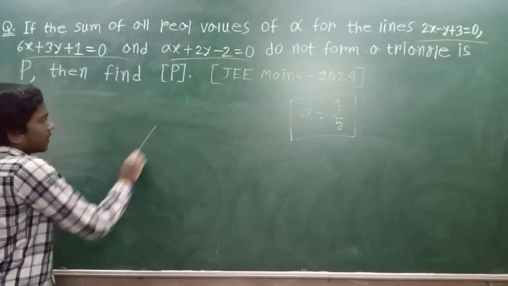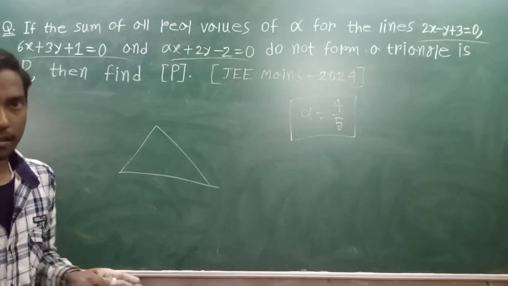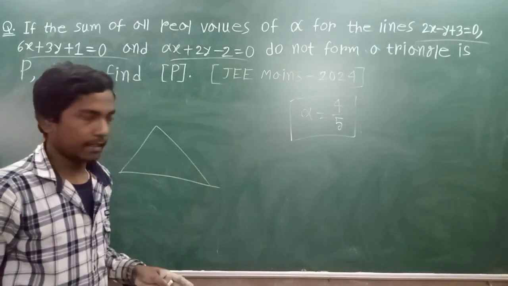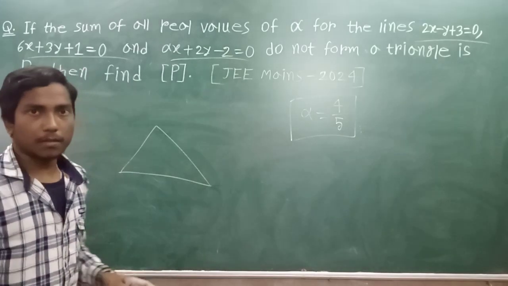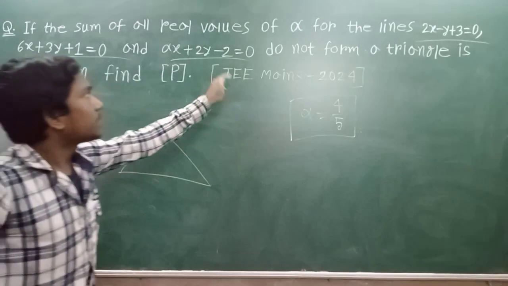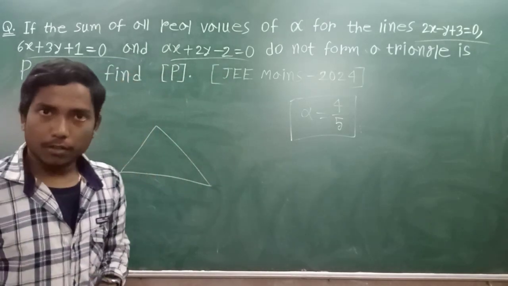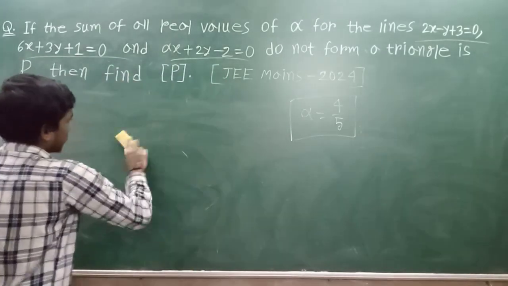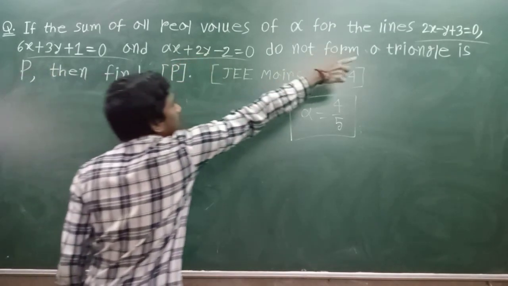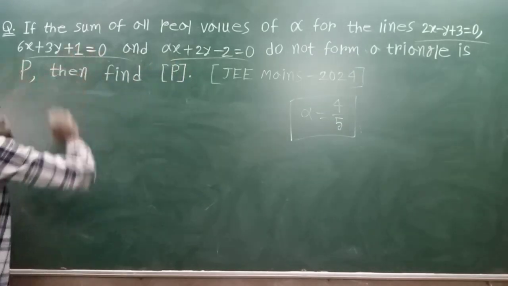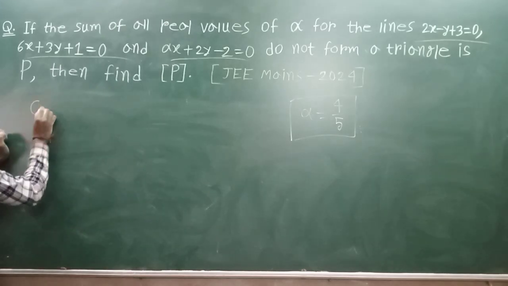If three straight lines form a triangle, then any two of them must not be parallel. Okay, if they are parallel, they cannot form a triangle. If we take any two lines, they are intersecting, it means they are not parallel. So if any two of these lines are parallel to each other, then these three lines will not form a triangle. So we'll check if this line is parallel to this line and if this line is parallel to this line, then they will not form a triangle. Okay, so the case 2 comes from here.